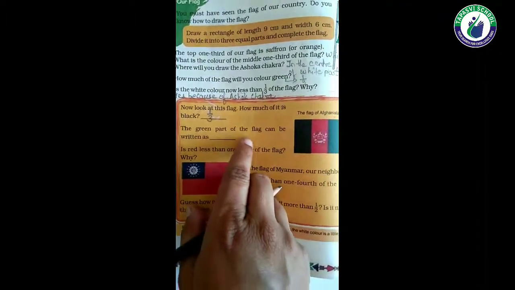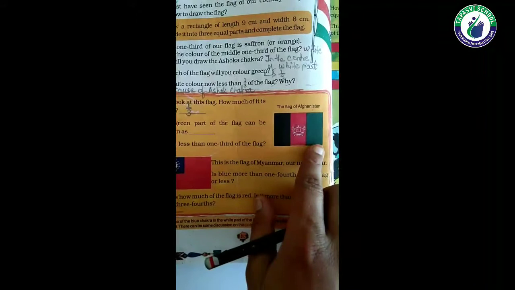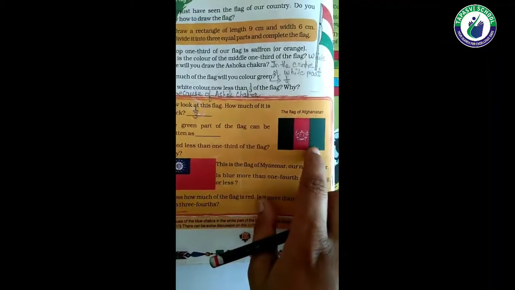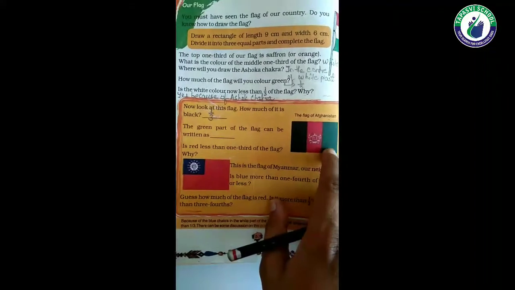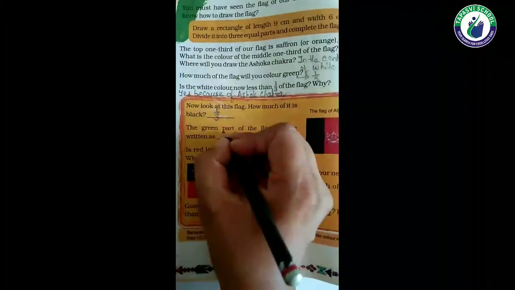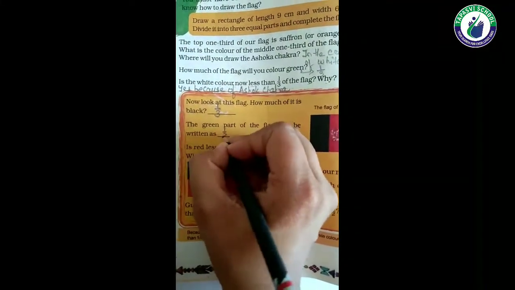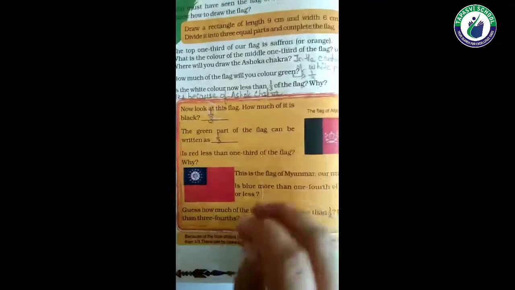Now the green part of the flag can be written as, see, this is the green color. So how many parts are shaded green, student? 1 out of 3. So here also the answer will be 1/3. We can write 1/3 also.